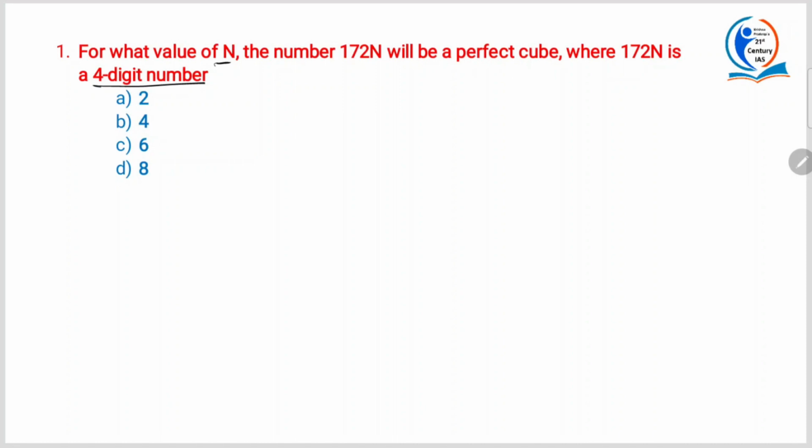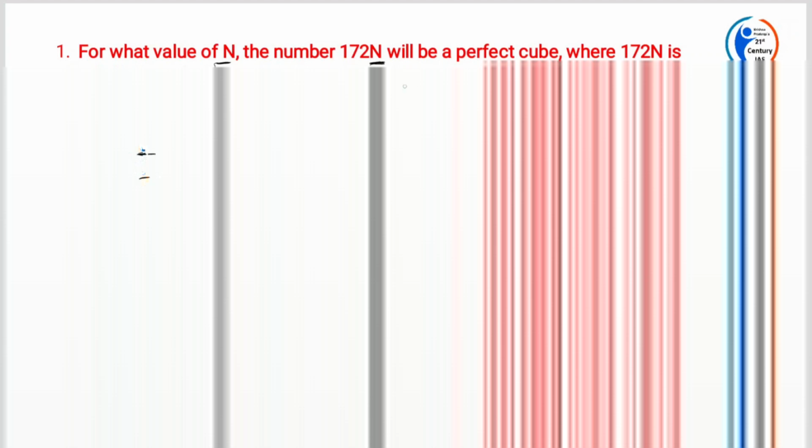Now here you have to observe and use common sense, because the units digit for a cube can be 0, 1, 6, and 8. So you can eliminate A and B. Now you are left with C and D. Now substitute the values 6 and 8 in this and check which is a perfect cube.